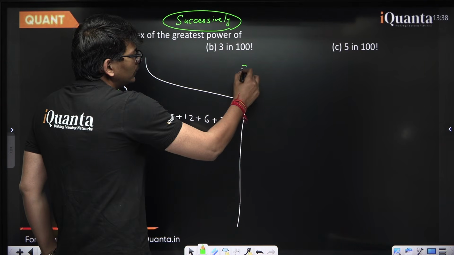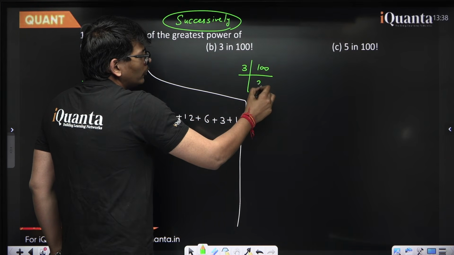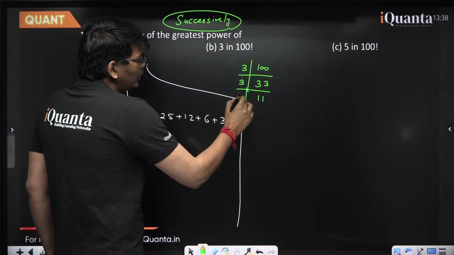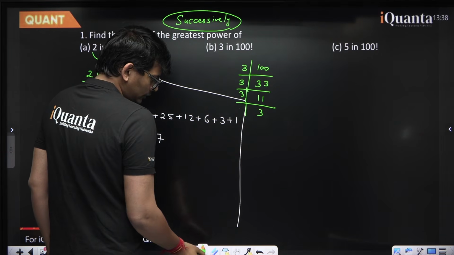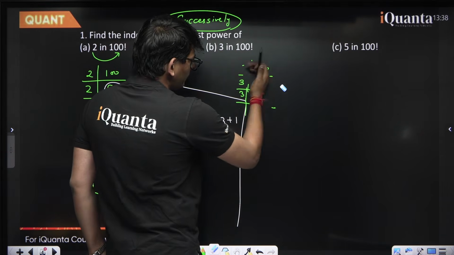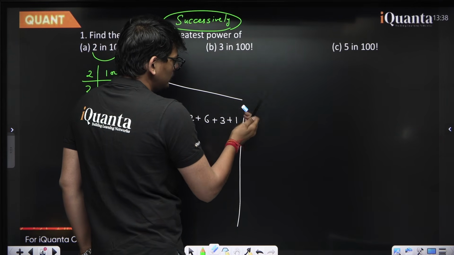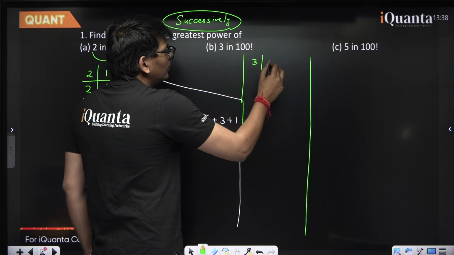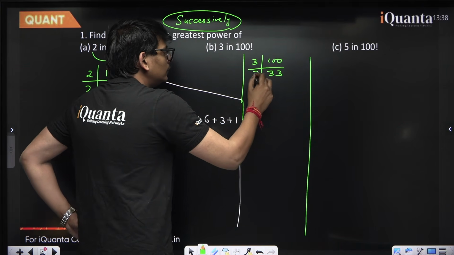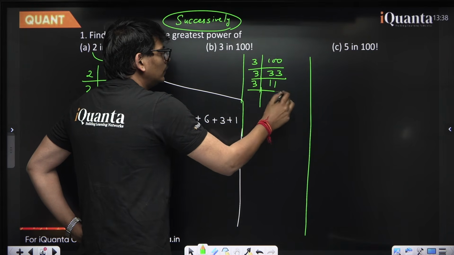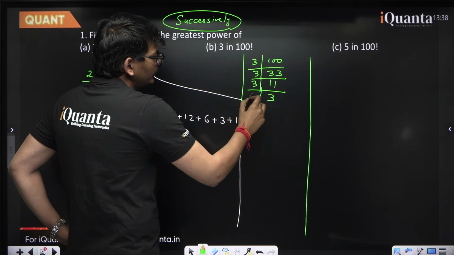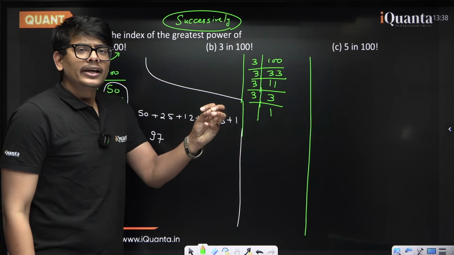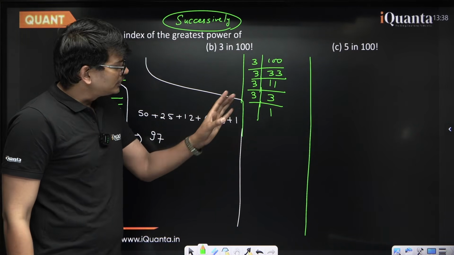So first, divide 100 by 3. Quotient is 33, again divided by 3. Quotient is 11, again divided by 3. Just a second, let me make a space for this particular part. Okay, let's do it here. 3 3s are 9, right? And 1. If I go further, you can see I will not get any other quotient. I will get quotient as 0. So I will stop here only.